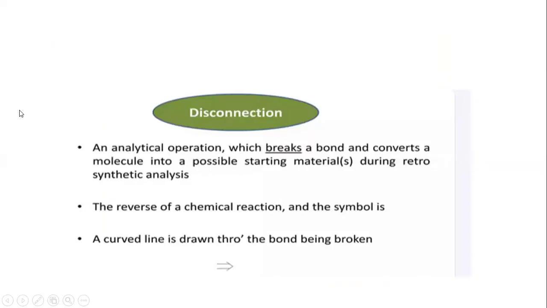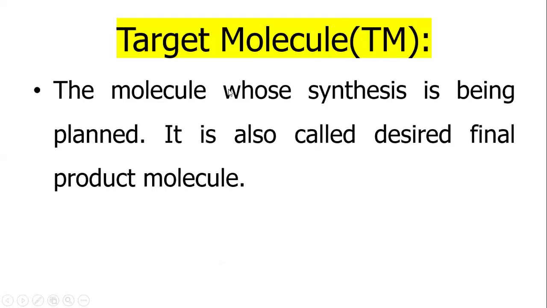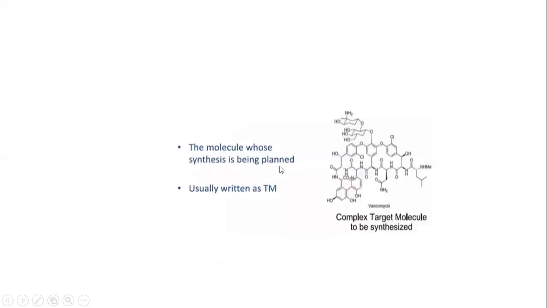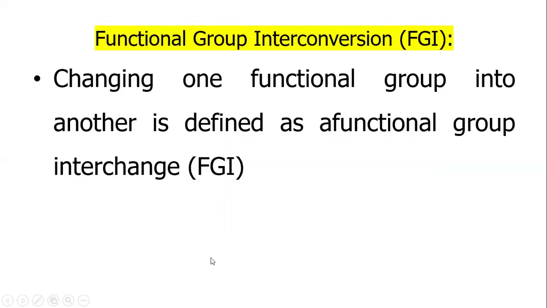Disconnection: an analytical operation which breaks a bond and converts a molecule into possible starting materials during the retrosynthetic analysis. It is the reverse of the chemical reaction, and the symbol is a curved line across the bond being broken. Target molecule: the molecule whose synthesis is being planned. It is also called the desired final product molecule. This is the final product molecule, the target molecule.